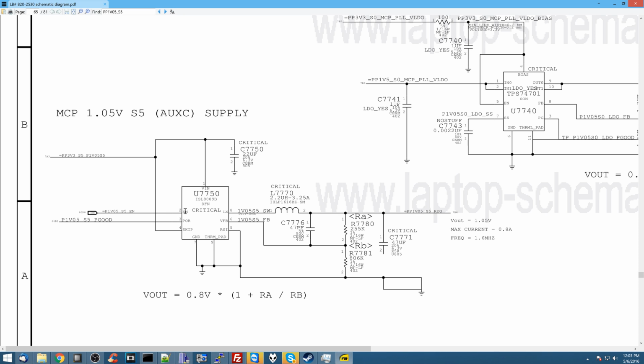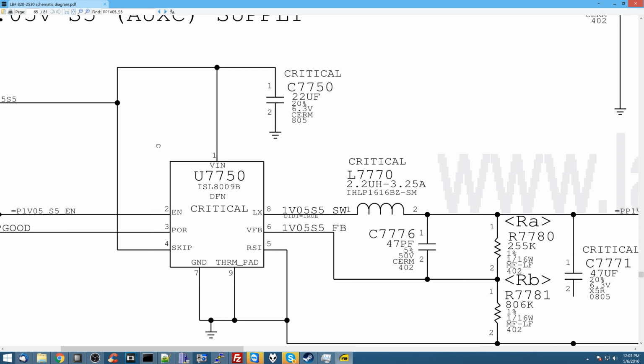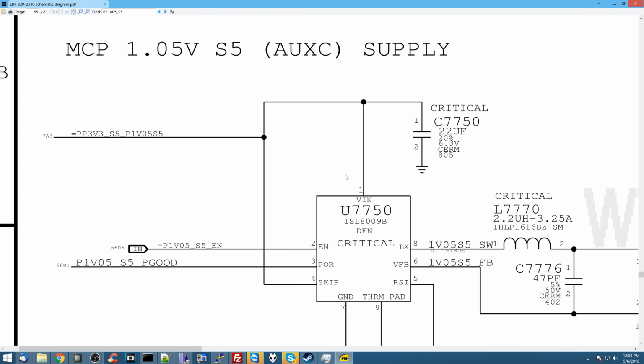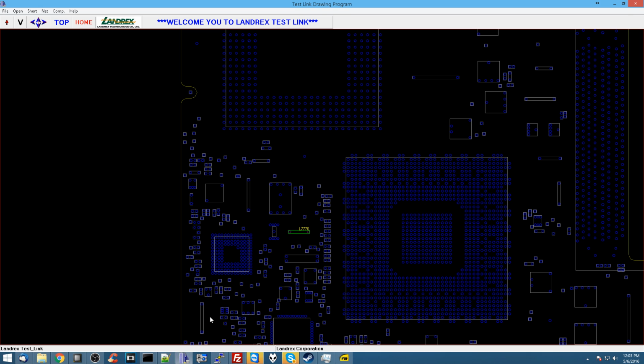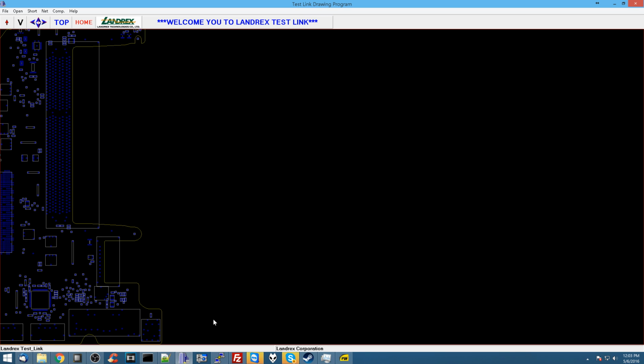I'm going to check to see that the enable is there, and I'm also going to check to see that it's receiving input on the VN pin. Because remember, even if it's getting input on the VN pin, if it's not being told to turn on, nothing's going to happen. So let's look up U7750 here. Okay, U7750 is right here.